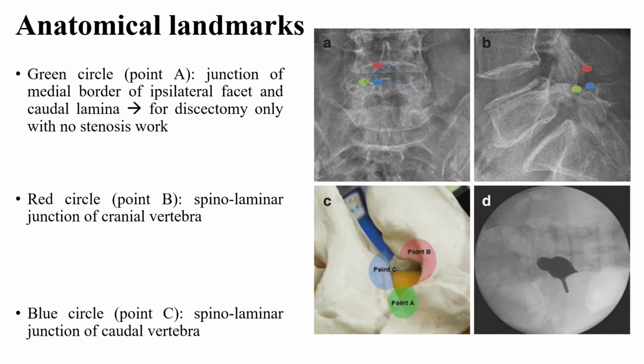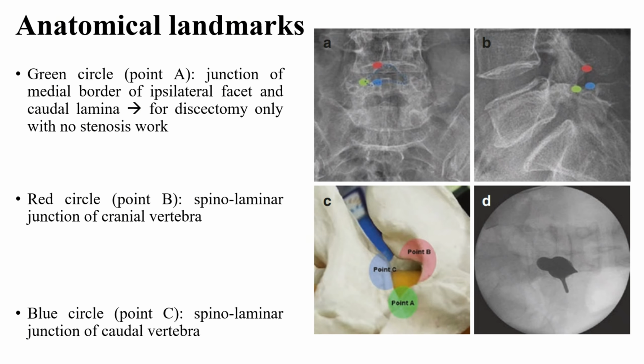If your disc is caudally migrated, then you should land on the lower spinolaminar junction, that is the blue circle, and you can drill part of the lower lamina, a laminotomy, and then you can do the lateral flavectomy and approach the disc.